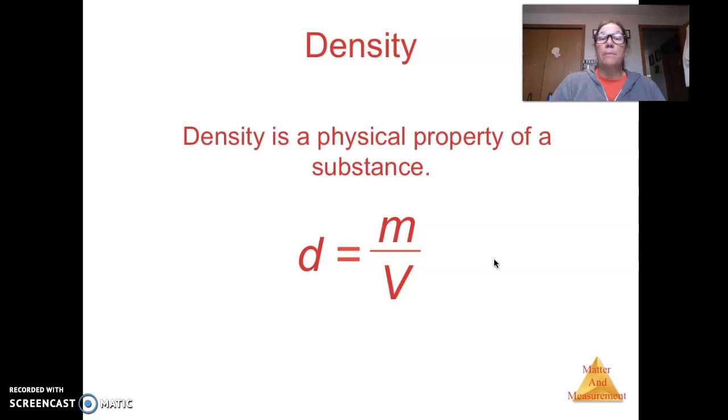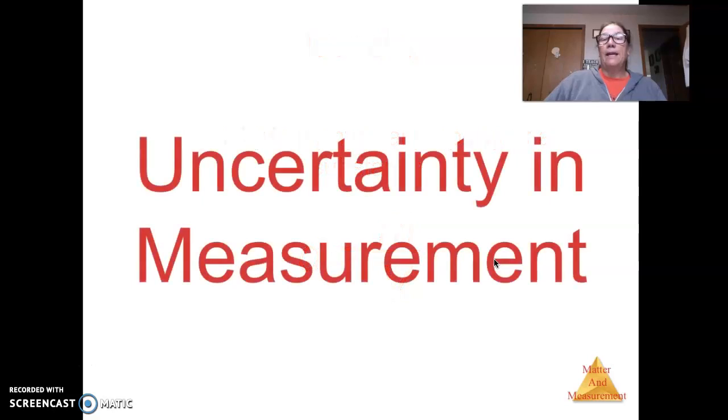So it's a physical property, because when I'm trying to find the density of something, it doesn't matter whether I'm using a pool filled with water or a glass of water, the density is going to be the same. Okay, so density is a physical property. And again, it's how close are those little particles.